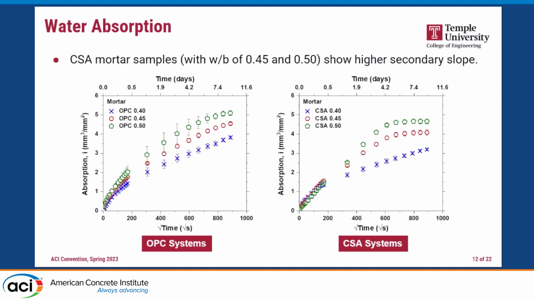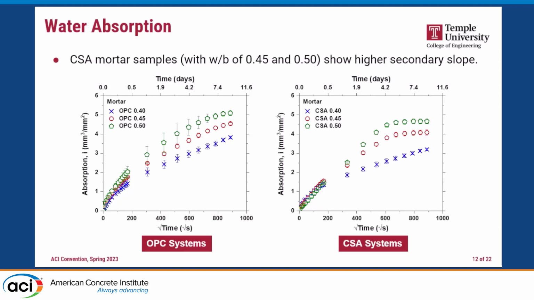Okay, absorption based on ASTM C1585. If you compare the OPC system to the CSA system, you are seeing at the right side, when we have a higher water-cement ratio, 0.5, 0.45, we are seeing a higher secondary absorption rate in the case of the CSA.